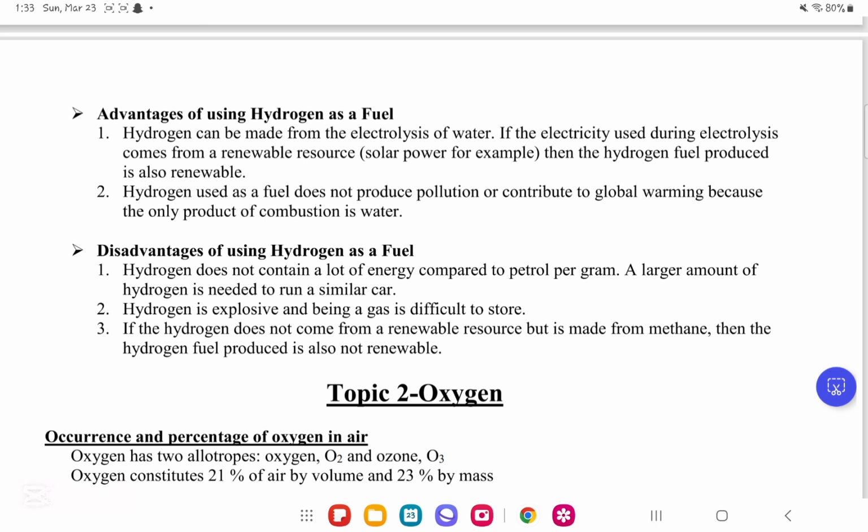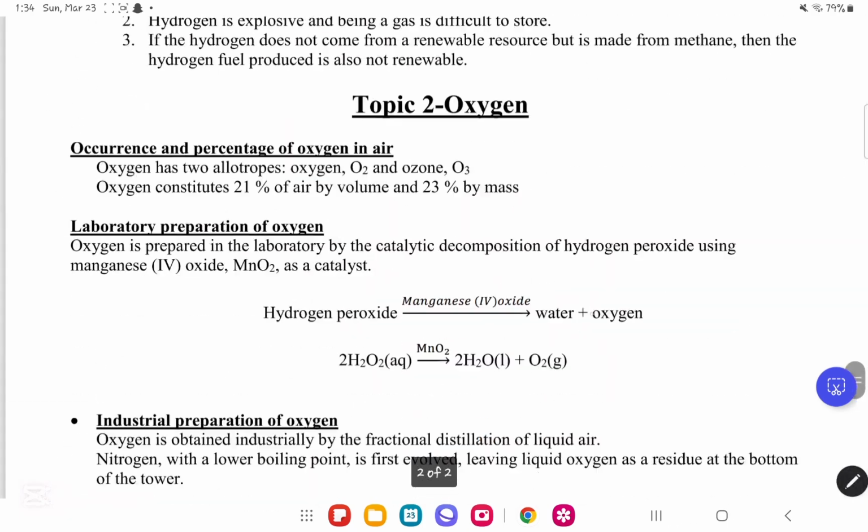Whereas the disadvantages of having hydrogen as a fuel: hydrogen does not contain a lot of energy compared to petrol per gram. So that's why we will need a bigger amount of hydrogen to run a similar car. Also hydrogen is explosive. When it reacts with a lit splint, you need to remember that it makes a popping sound. And being a gas, it is difficult to store. If the hydrogen does not come from a renewable resource but is made from methane, then the hydrogen fuel produced is not renewable. So this is all you need to know about hydrogen.